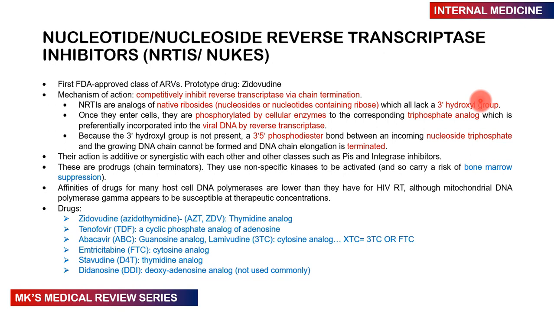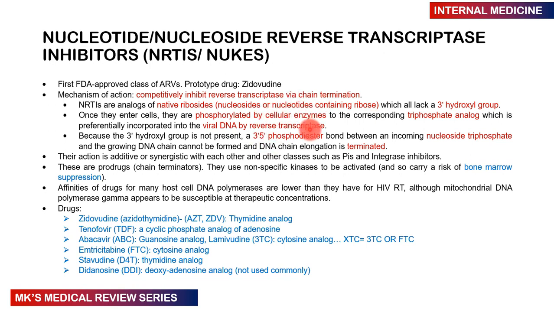Of course, this leads to chain termination, and the nucleic acid that you form is incomplete and useless. The virus can no longer replicate. So what will happen is that once these drugs enter the cell, they're going to be phosphorylated by cellular enzymes. So they are prodrugs. Once they have been activated, then they're going to be incorporated by our reverse transcriptase.